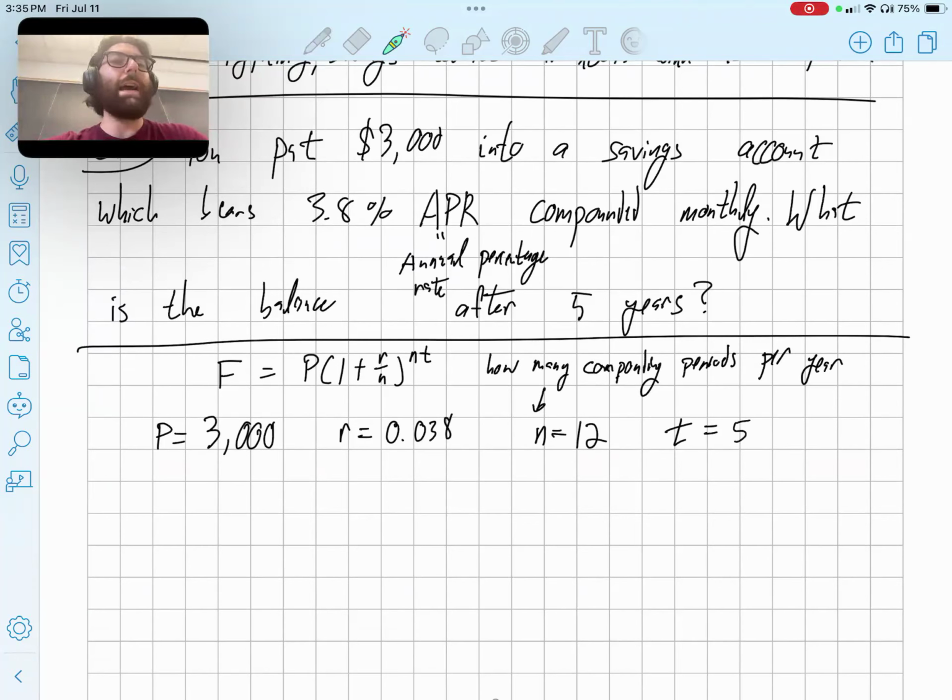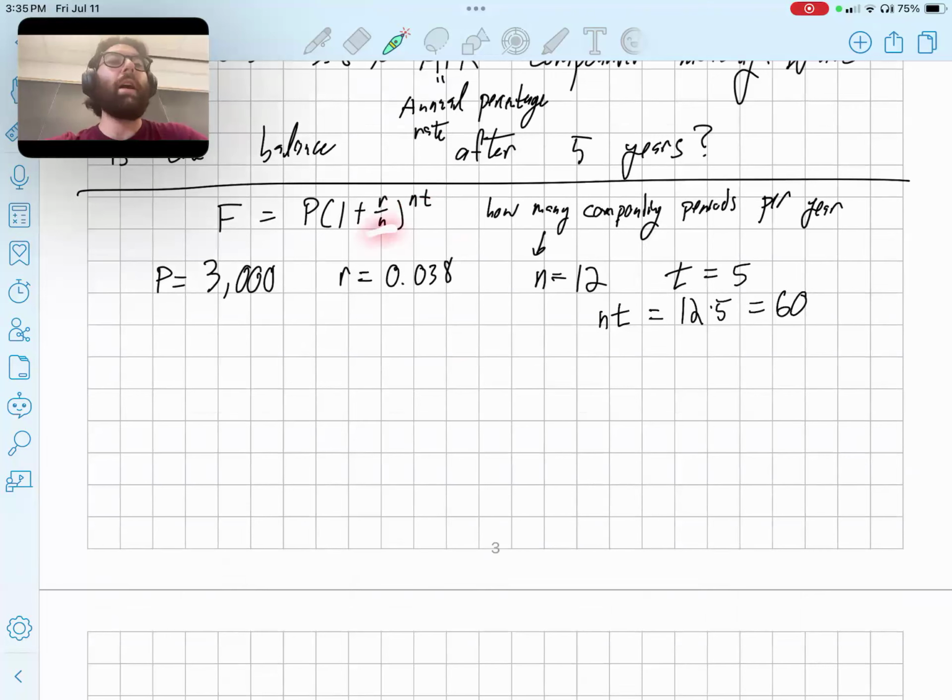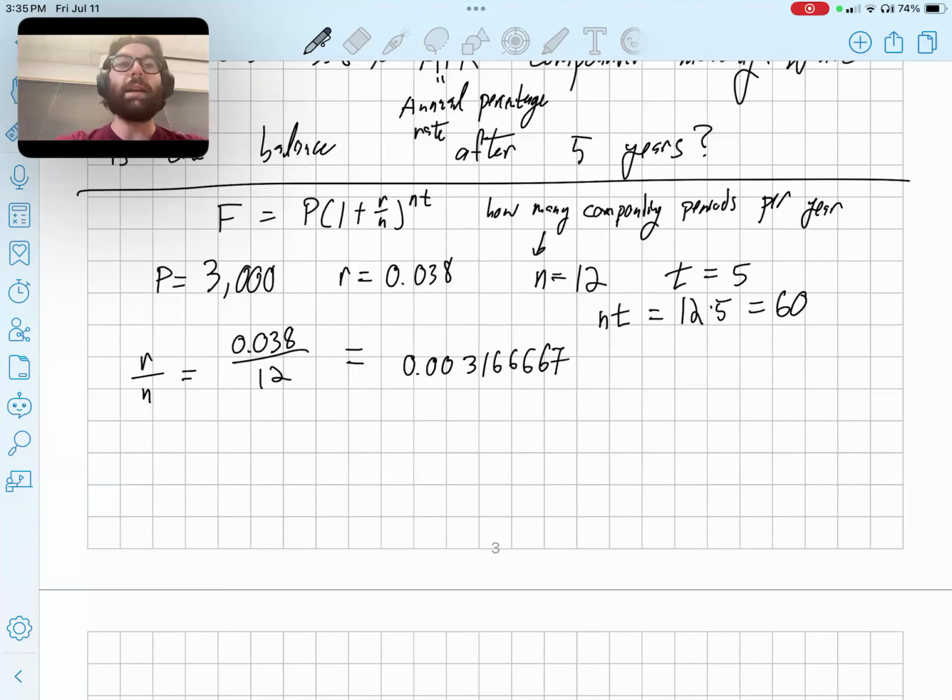So now our first step for these types of questions is to do this calculation here, N times T. So that's 12 times 5, which is 60. And so now I work from the inside out. I'm going to do this R over N first. So that's going to be 0.038 over 12. And when I put this into my calculator, I'm going to round to 9 decimal places. So that's going to be 0.003166667.